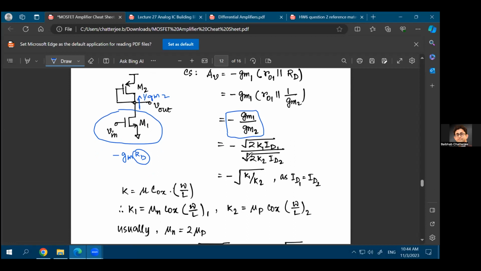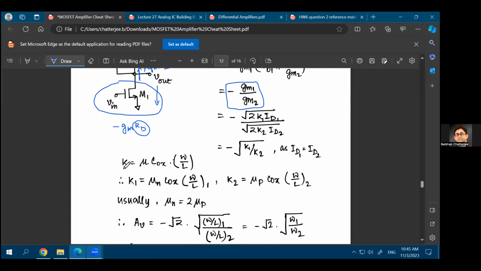You can simplify this a little bit by representing Gm as the square root of twice K times ID. Now, assuming of course that the ID current will be equal through both of these transistors, if there is a current flowing in this path, equal to ID1 or ID2, ID1 has to be equal to ID2 because that's what KCL tells you: you cannot create current, you cannot destroy current eventually, right? So ID1 will be equal to ID2. In that case, this ratio will be just minus the square root of K1 divided by K2.